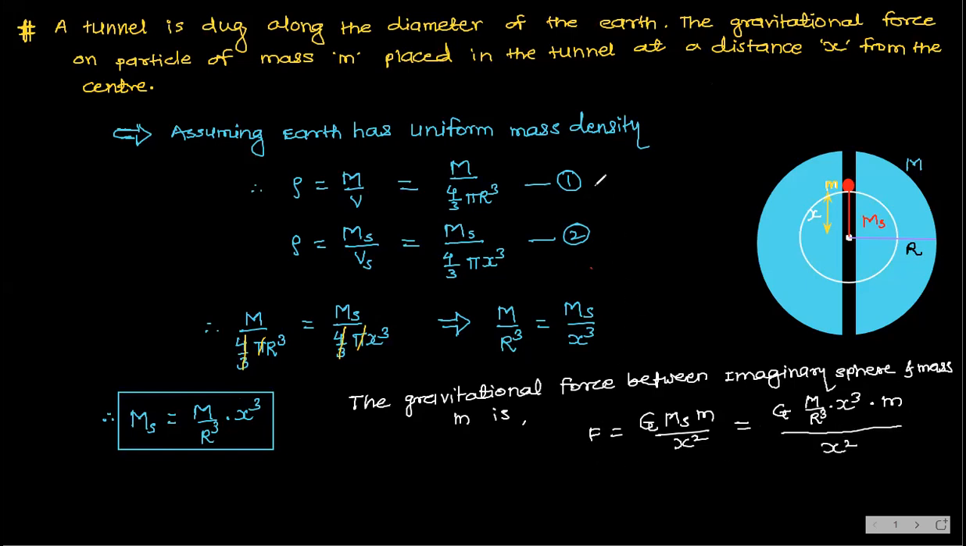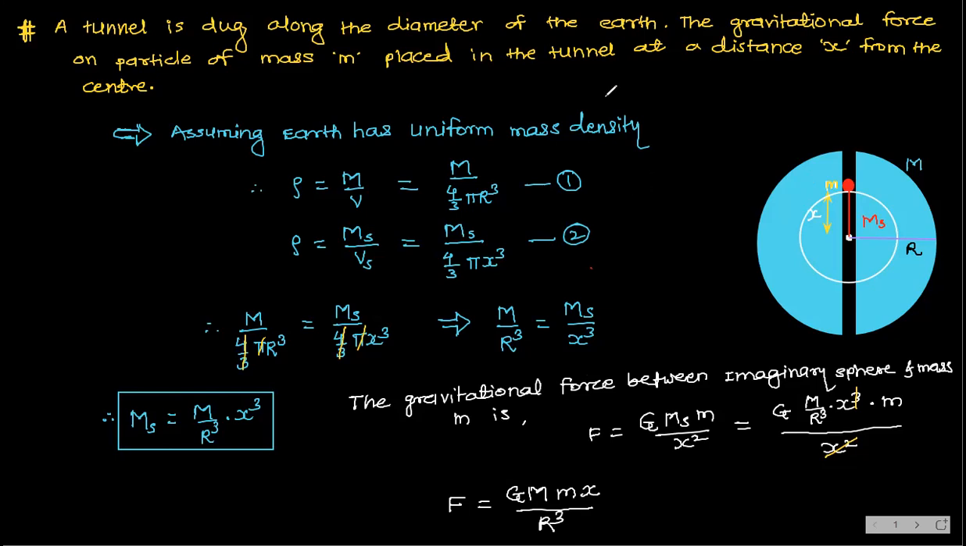Any doubt till here? Yes, clear? Yes, sir. Now this x square and this x cube will get cancelled. And what is your final answer? See now, you are getting force is equal to G capital M small m into x divided by R cube, right? Yes. Yes, sir. Yes, sir.